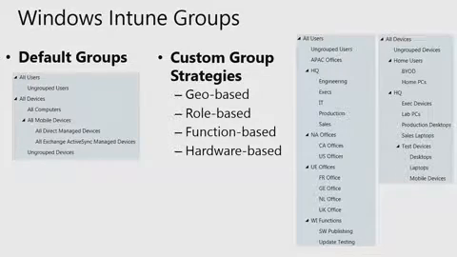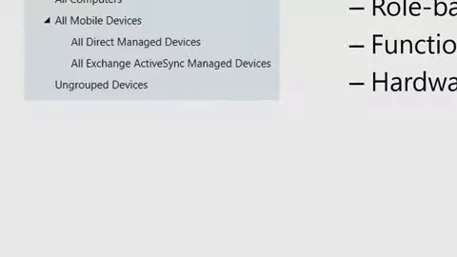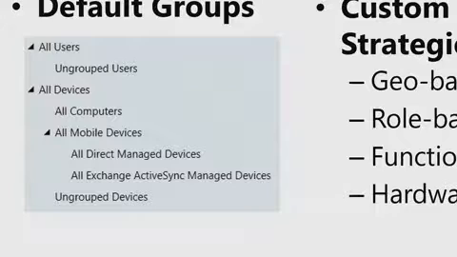So once we've done that, we switch to the groups, and we've got a set of default groups here that are created right from the get-go in the Windows Intune service. These groups are hierarchically organized. At the very highest level, we have our all users. So this obviously includes every managed user that is identified with a license in the Windows Intune service.